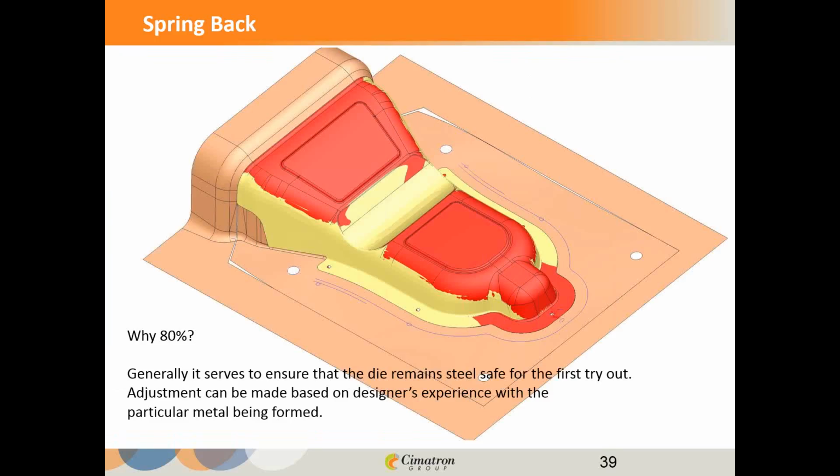Why 80%? Well, in my discussions with software simulators and other people who have been using this product for a while, and my own personal experience too, it always makes sense to try to keep the die steel safe no matter what you're doing. If I'm going to cut it and then try it out, I might as well make sure I've got a little more steel left that I can cut back down to tighten it up again and get more of the spring back factor involved.